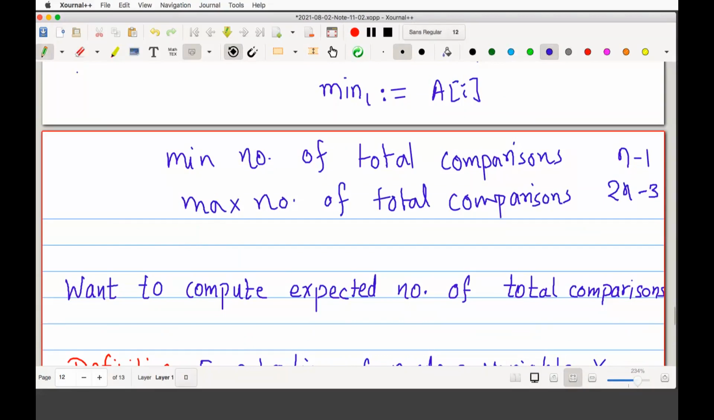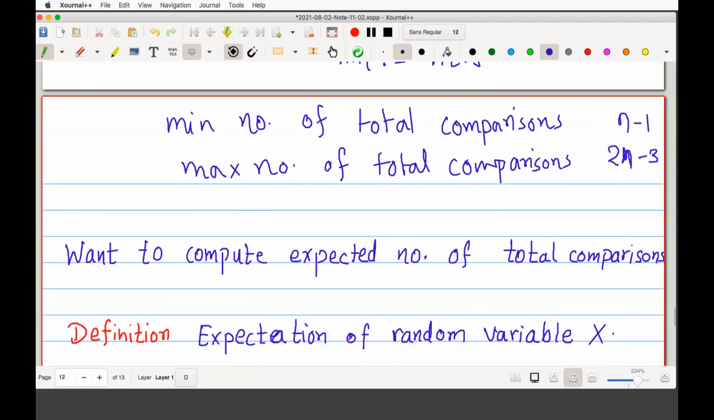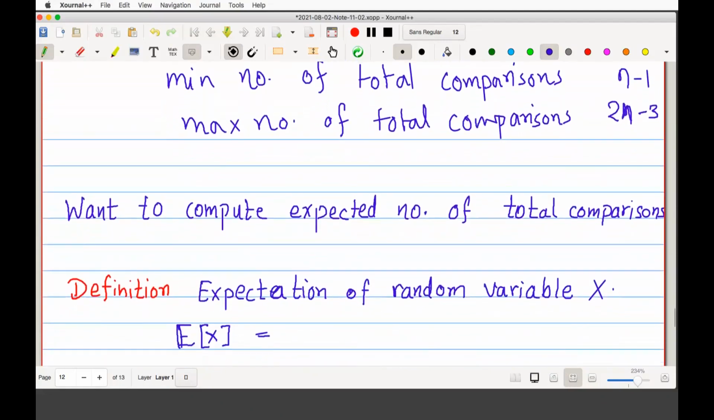Okay, so the question now is, can we compute the expected number of total comparisons? That will give us a good idea about the performance of this algorithm. Let me first define formally what I mean by expected number. Clearly our number of total comparisons is a random variable, so it takes different values with certain probabilities. It's not a deterministic variable.